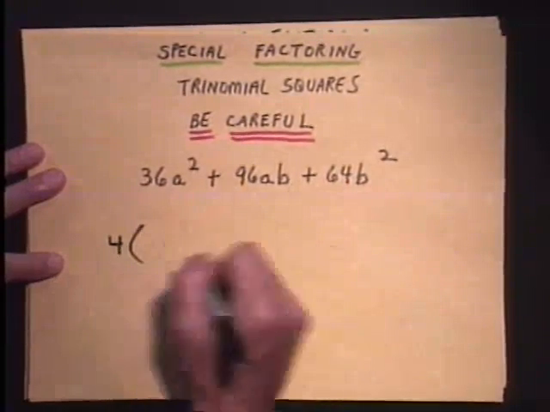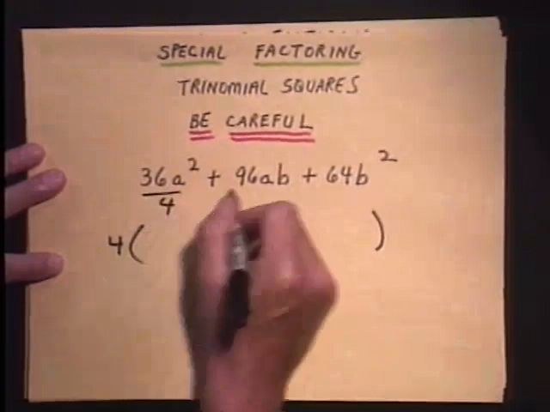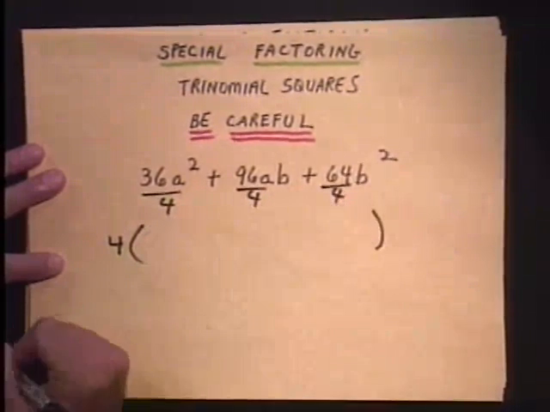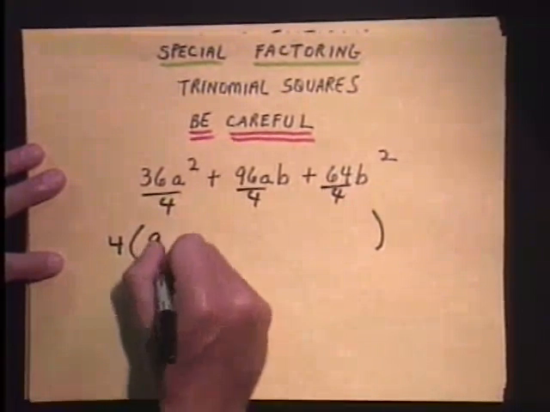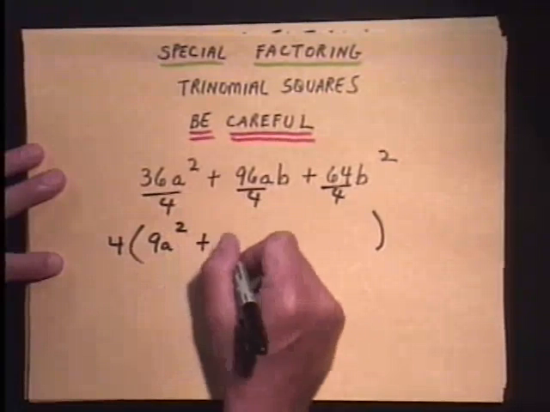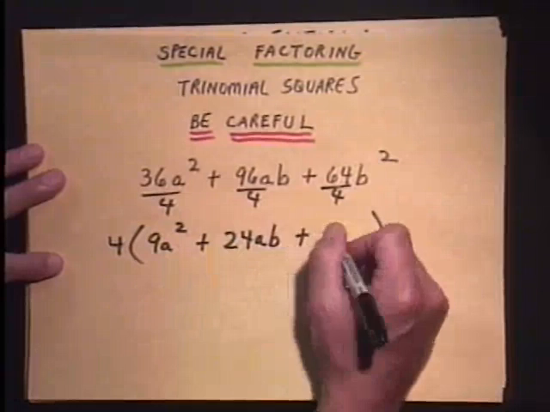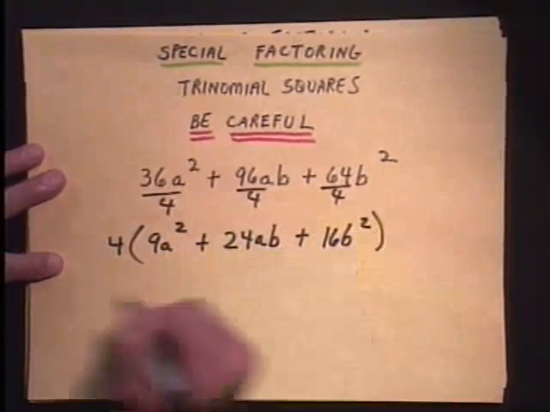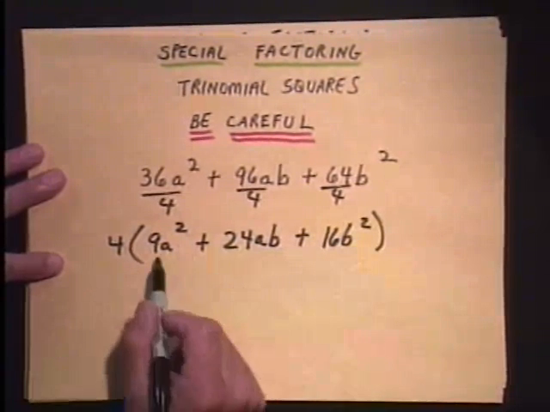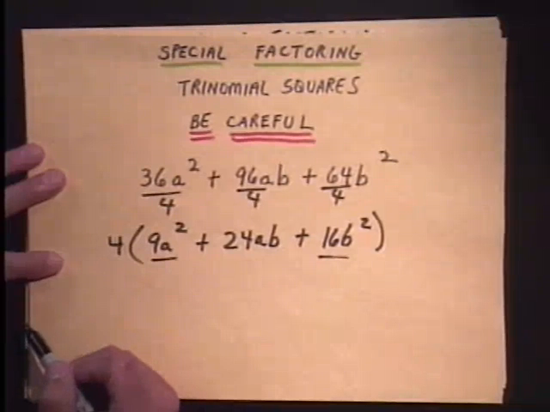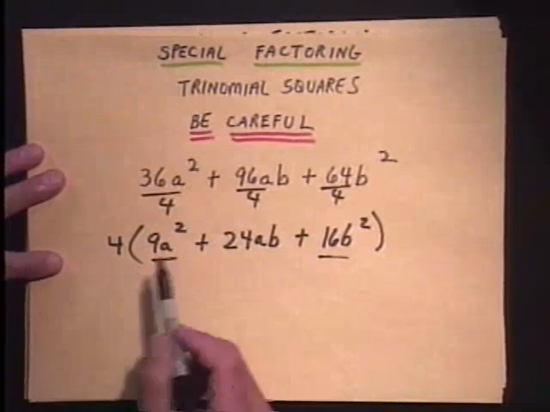All right, so when we take the 4 out, and if you want to, we can go ahead and put it underneath each term, if that helps you, the greatest common factor, we get 9a squared plus 24ab plus 16b squared. And look what's left here. There it is. A trinomial square left. So sometimes you can take it out.